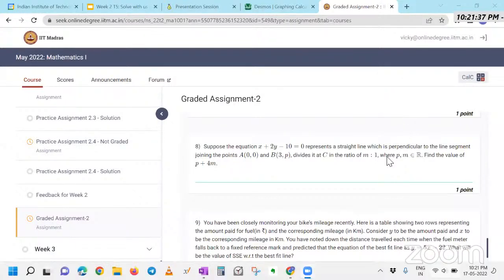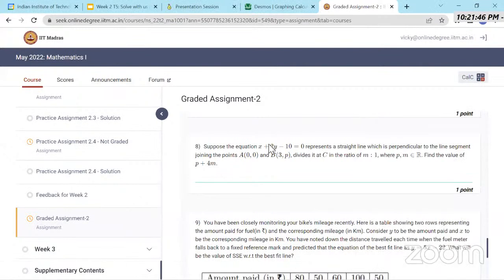Let me repeat this, because I don't know if I'm right. Suppose the equation represents a straight line which is perpendicular to the line segment joining the points, which divides this in the ratio m is to 1, where p and m are real numbers. Find the value of p plus 4m. Yeah, this is right.